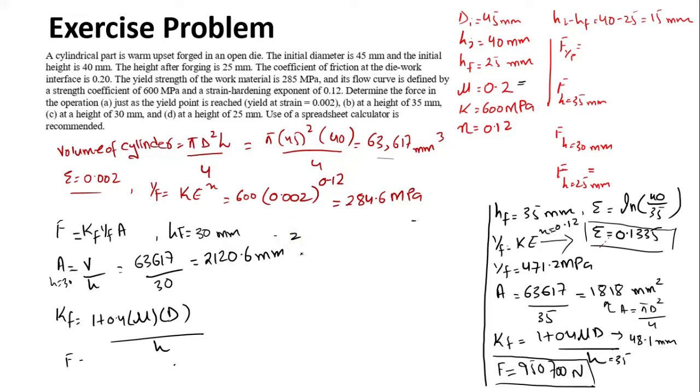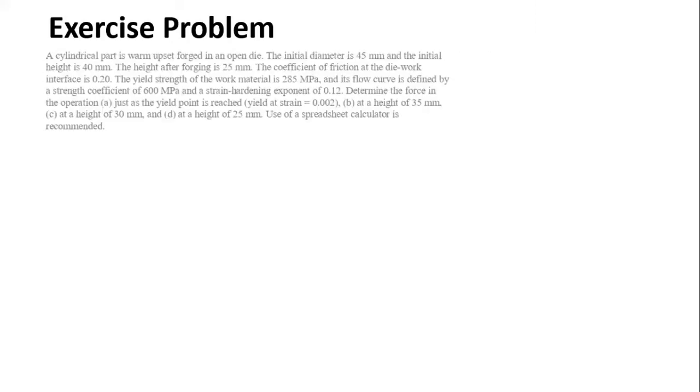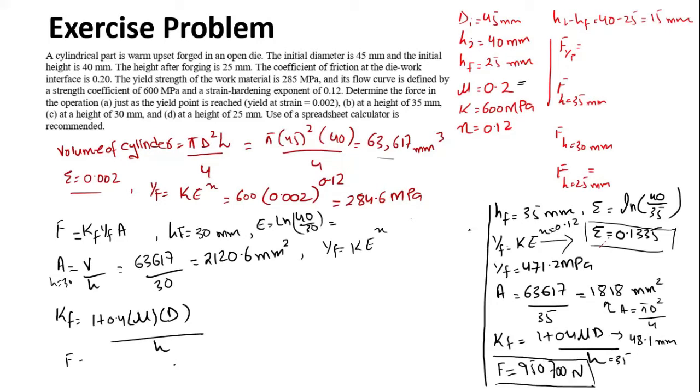Now we can find out the flow stress, so Y equals K strain to the strain hardening exponent, and the strain would be equal to ln of 40 by 30, and that would be equal to 0.2877. So now we have the strain, we have the strain hardening exponent, and we have the flow curve, so you can directly find out the value of the flow stress, that is equal to 516.7 megapascals.